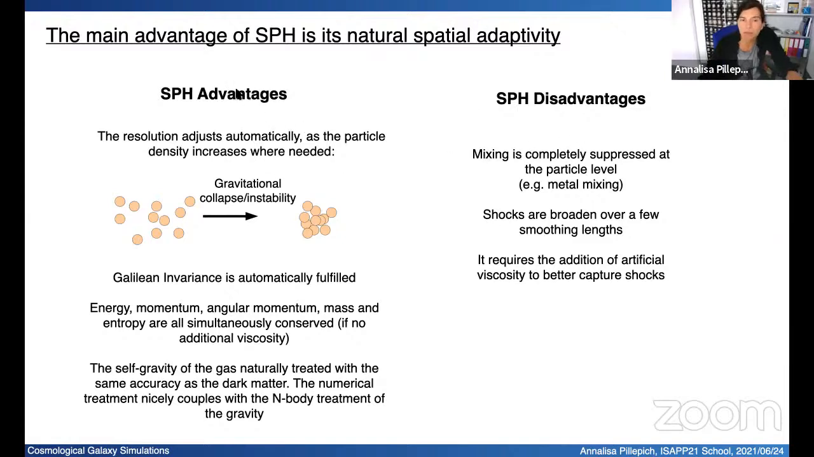But there's no mixing. So if your gas elements are of different nature, you have to place it by hand. Suppose that your gas elements represent a mixture of hydrogen and helium. When you evolve their dynamical states, there's no a priori mixing, so you have to tell how much hydrogen and helium would go from one particle to another. This is called artificial mixing. Shocks are not fully captured, they're broadened, and also require some more technical stuff.